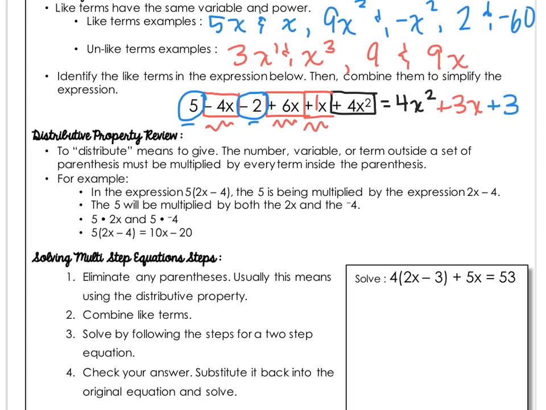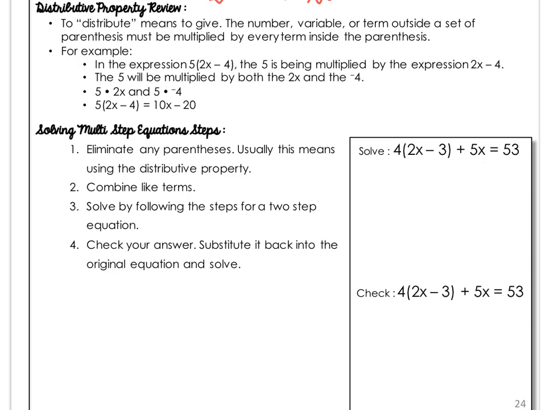The other thing to review is the distributive property. To distribute means to give. Think of, if I'm distributing lunches, I'm going to give a lunch to everyone, not just the first person in line. So the number or variable or term outside of the parentheses must be distributed or multiplied by every term inside the parentheses, not just the first term. I'm not going to just distribute lunches to the first person in line. I will distribute them to everyone.